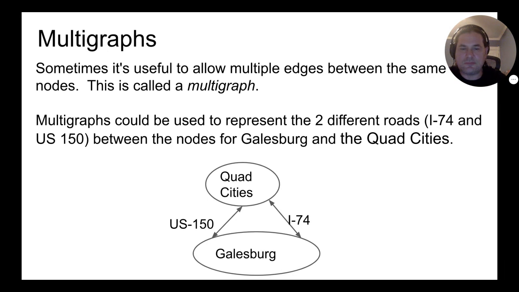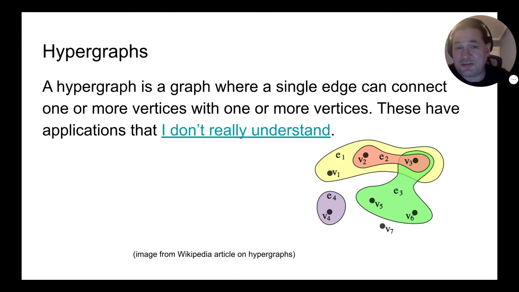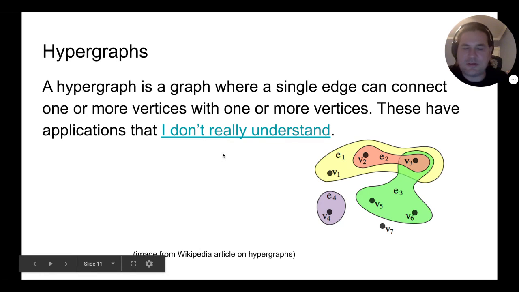pairs of nodes. There's also such a thing as a hypergraph. The idea here is a graph where a single edge can actually connect one or more vertices. So you can see here's edge 1, which connects vertices 1, 2, and 3, and then edge 2 just connects vertex 2 and 3. Now, edge 3 can connect these 3 vertices and so on, right? So it's different than a multigraph.